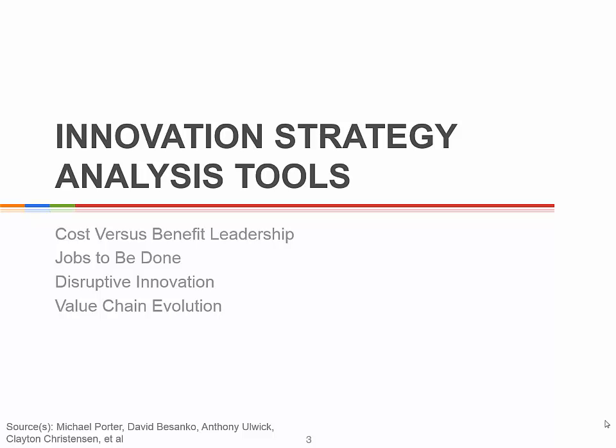First of all, it's really important that you have a solid strategy going into new product development. And to help inform that strategy, you can use various analysis tools, such as cost versus benefit leadership, jobs to be done, disruptive innovation, and value chain evolution.